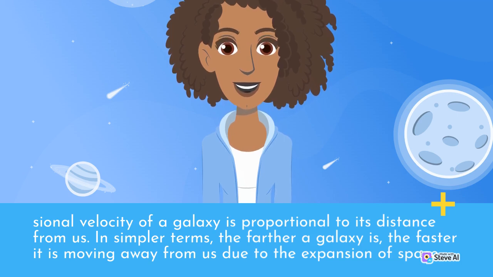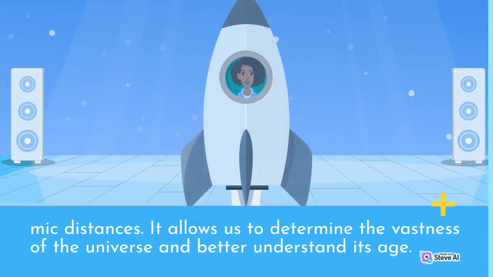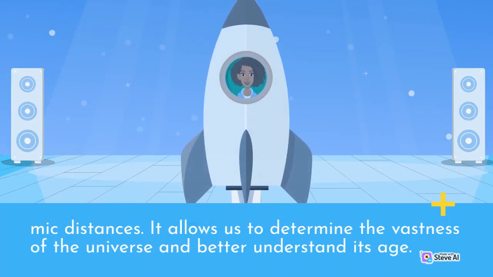of space. By measuring the redshift of a galaxy, astronomers can determine its recessional velocity, and subsequently, its distance from our vantage point. This method has revolutionized the way we measure cosmic distances. It allows us to determine the vastness of the universe and better understand its age.